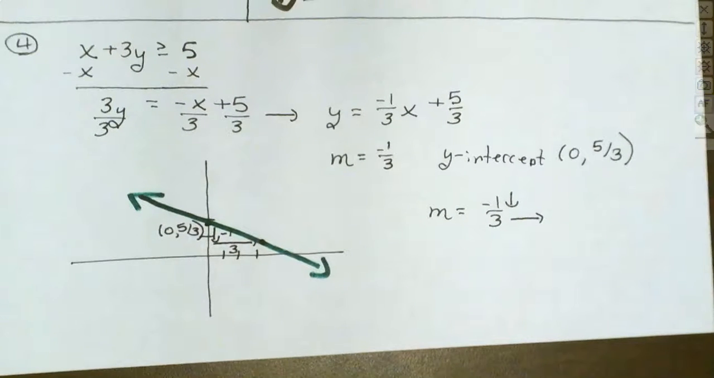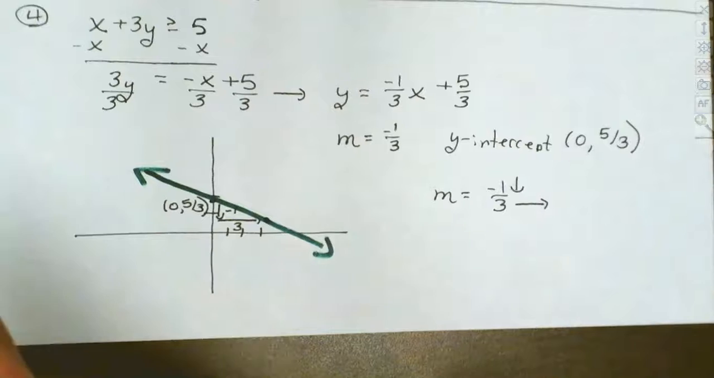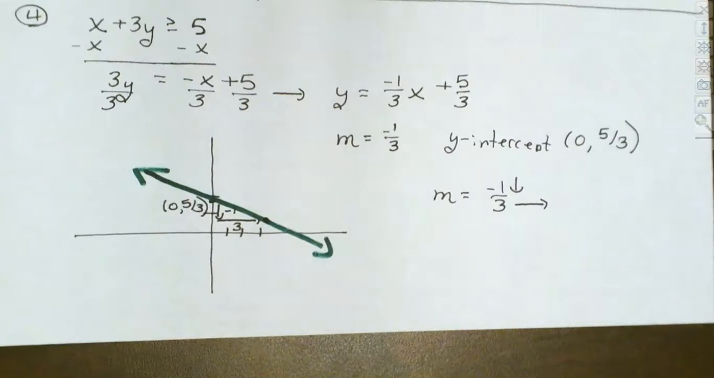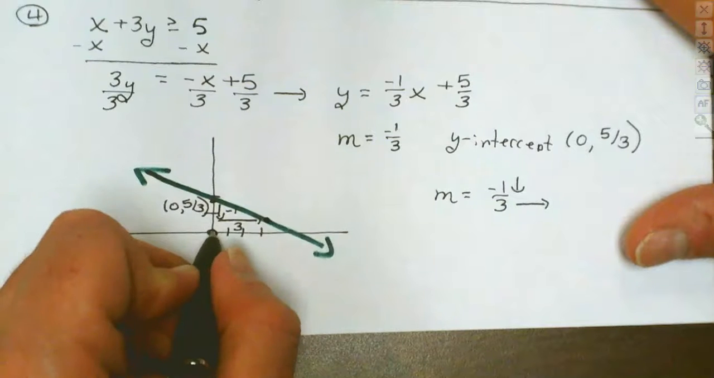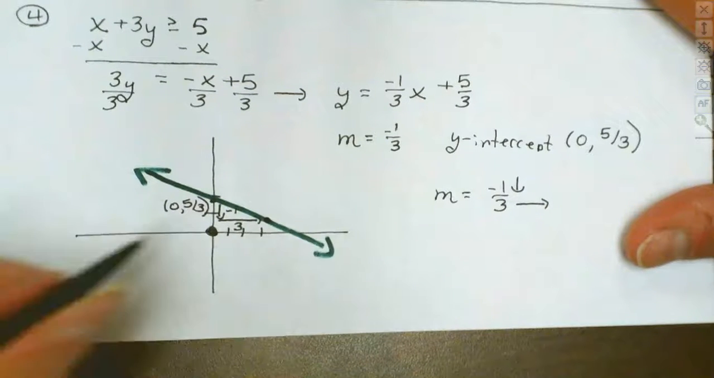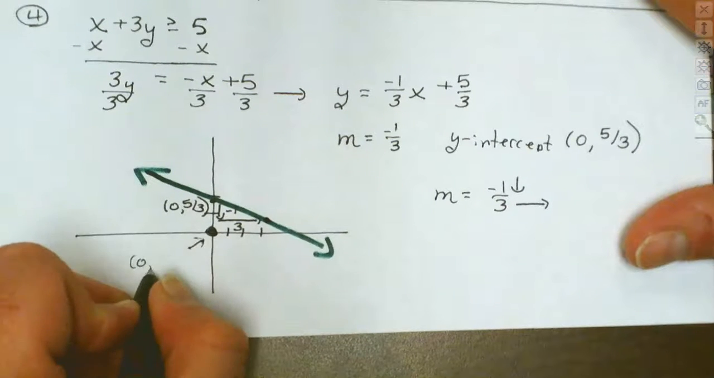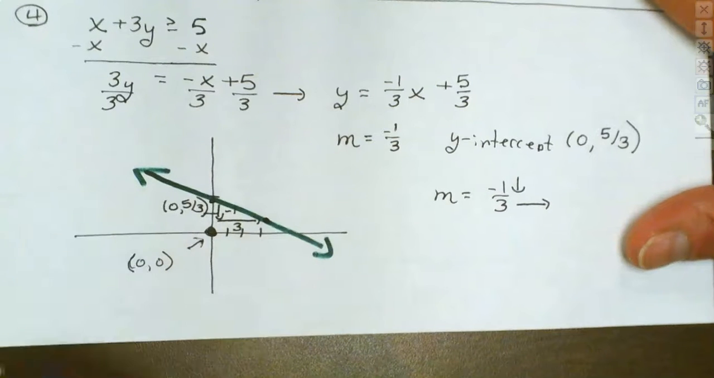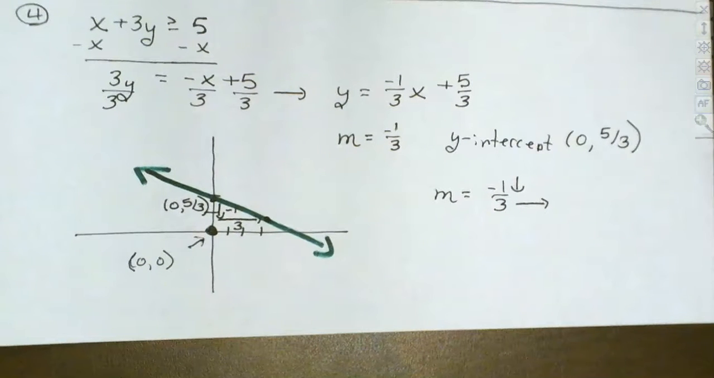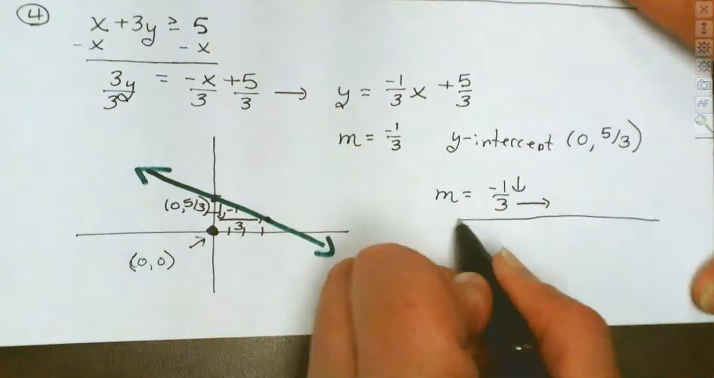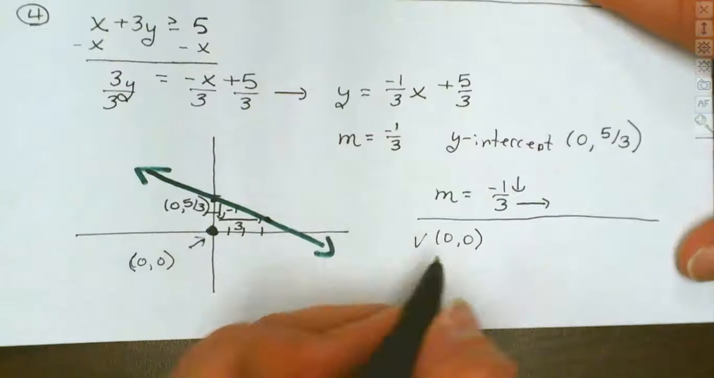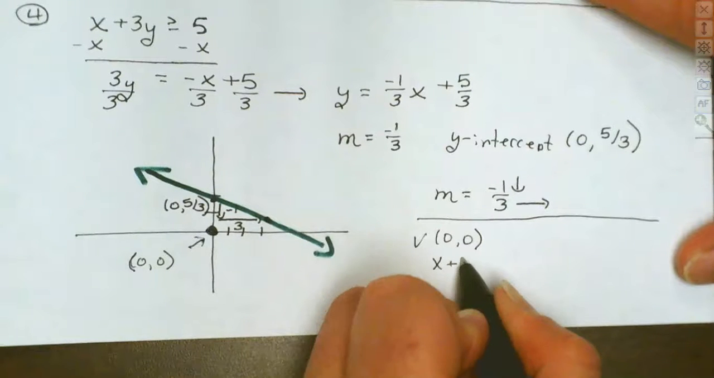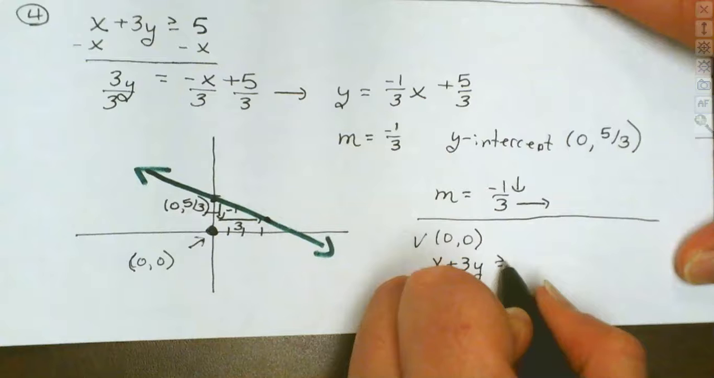And we need to check a point that is not on that line. An easy point to pick that's not on there in this case, you can tell where it's at, is 0, 0. You can pick any point that you want. Just make sure it's not on that line. So it's not. So let's go ahead and check 0, 0 in x plus 3y is greater than or equal to 5.